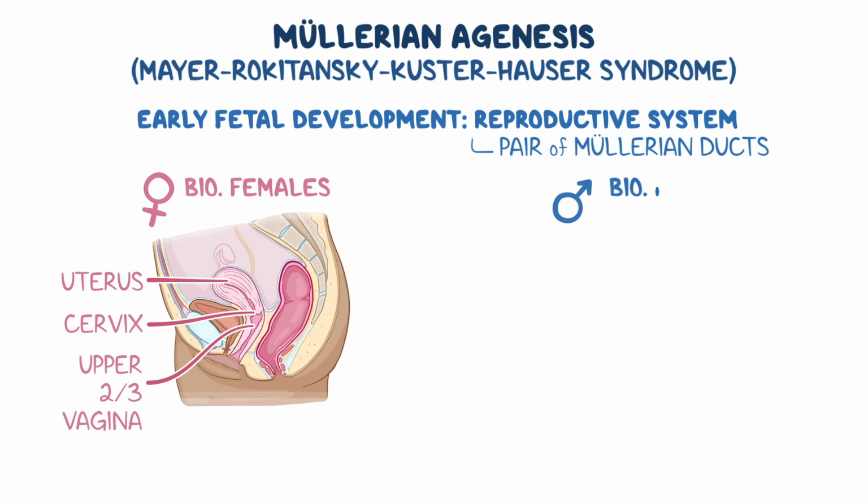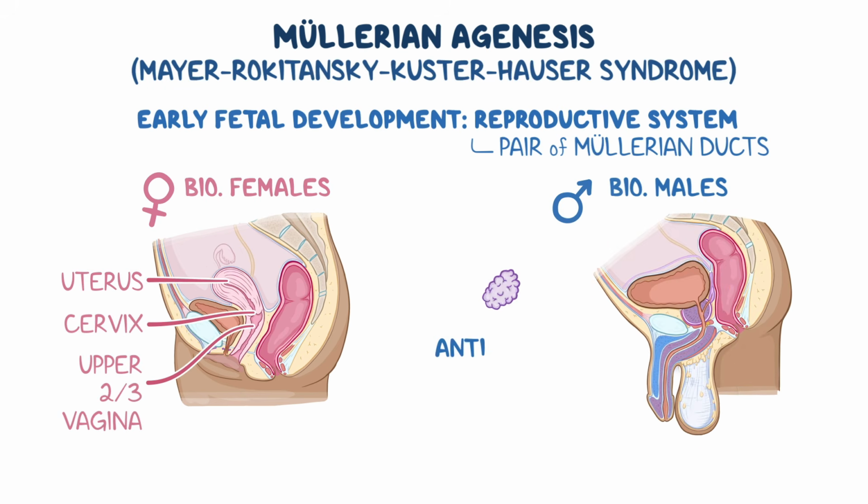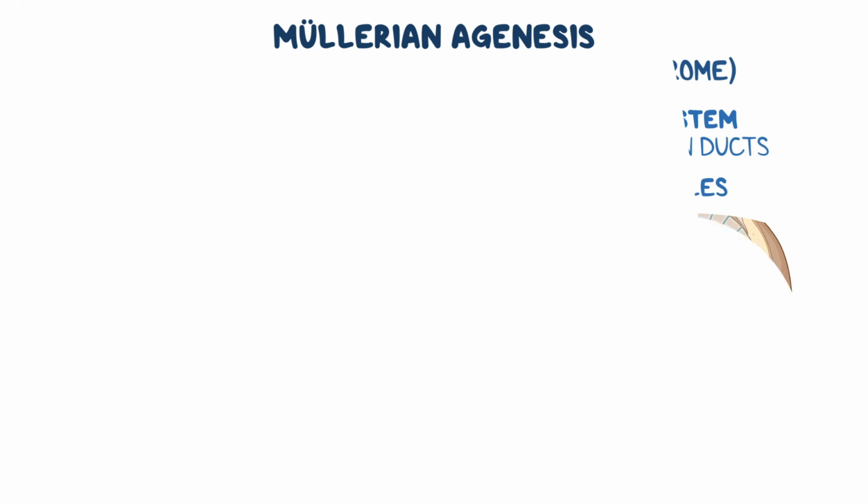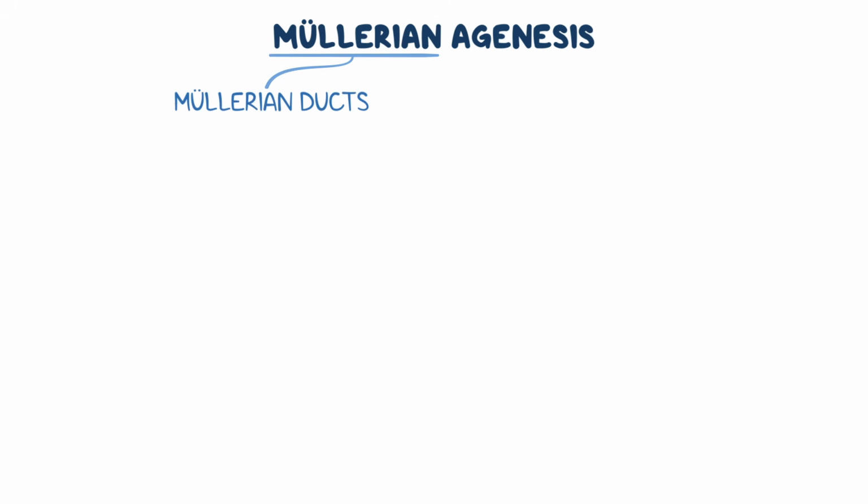However, in biological males, the testes release anti-Müllerian hormone, which causes these ducts to shrink and disappear. In other words, the anti-Müllerian hormone prevents the development of the female reproductive system and promotes the formation of the male reproductive system. Now, in Müllerian agenesis, Müllerian refers to the Müllerian ducts, and agenesis means the failure to develop.